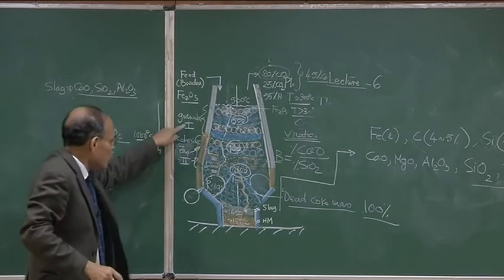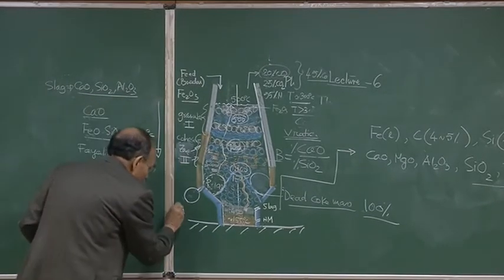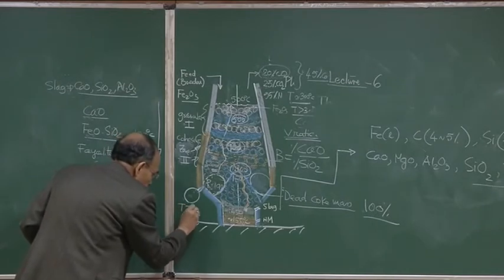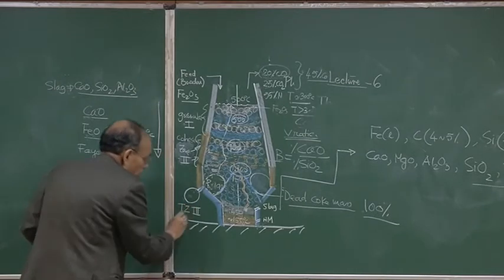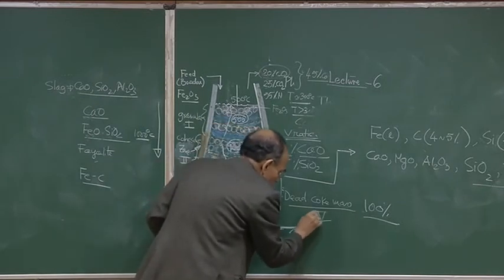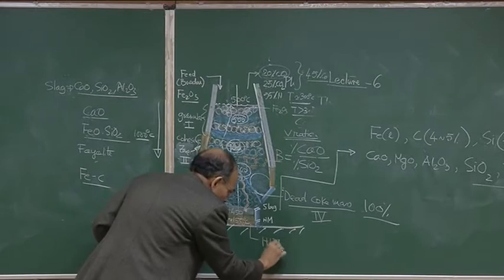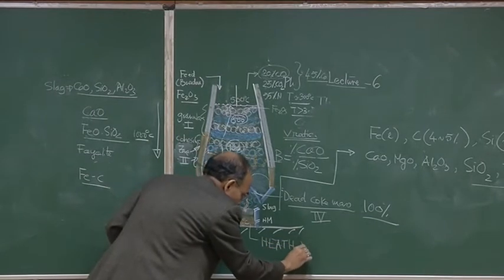So, the granular zone is one, the cohesive zone is another. This is the raceway or the tuyere zone, this is zone 3. Then we have the dead man coke mass, which is zone 4, and this is the blast furnace internally.